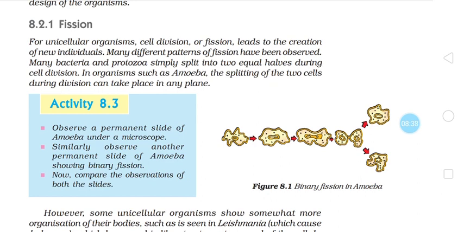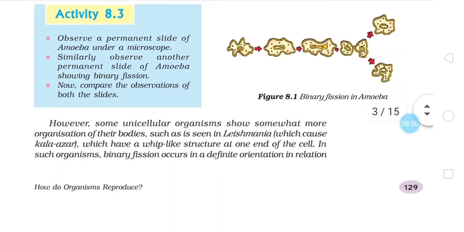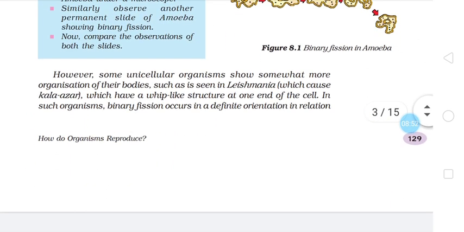Many bacteria and protozoa simply split into two equal halves during cell division. In organisms such as amoeba, the splitting of the cell during division can take place in any plane. Binary fission in amoeba is shown here.